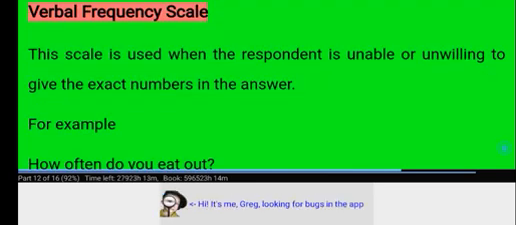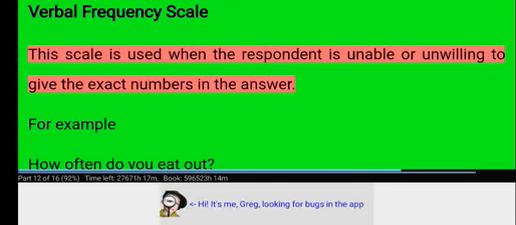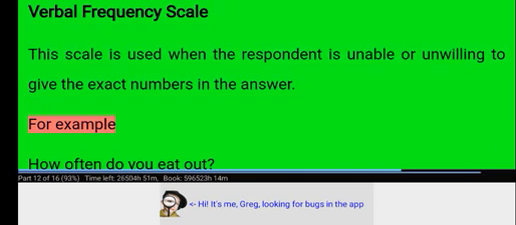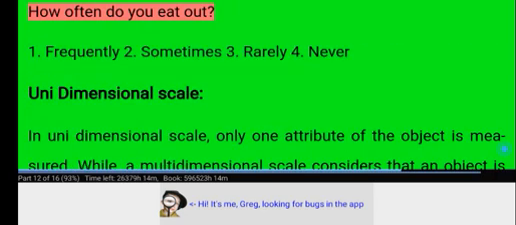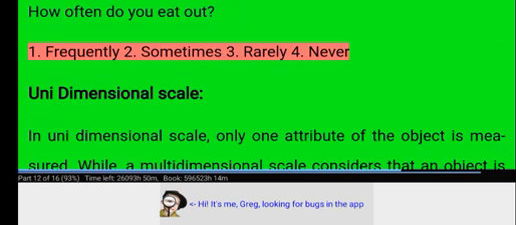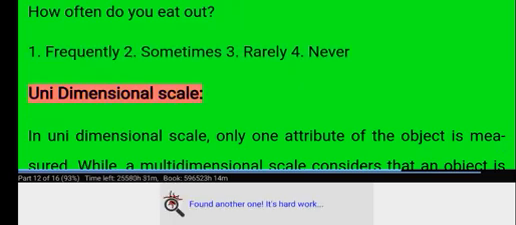Fixed frequency scale. This scale is used when the respondent is unable or unwilling to give the exact numbers in the answer. For example, how often do you eat out? 1. Frequently. 2. Sometimes. 3. Rarely. 4. Never.